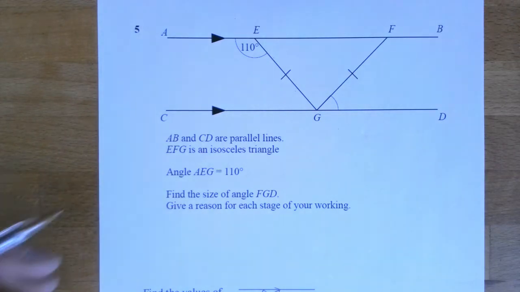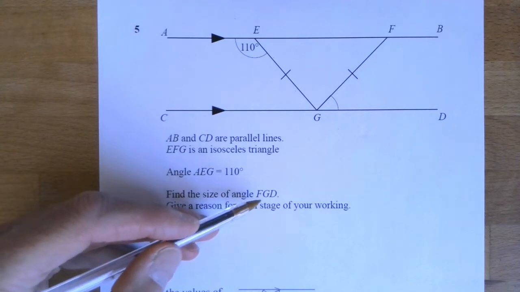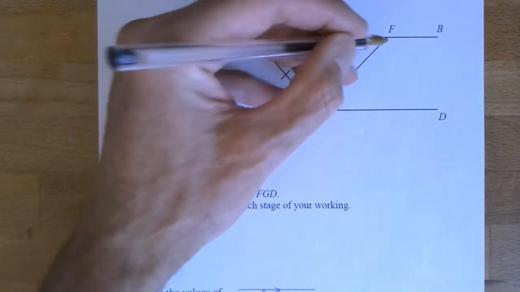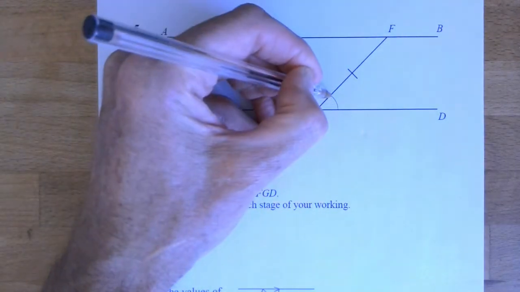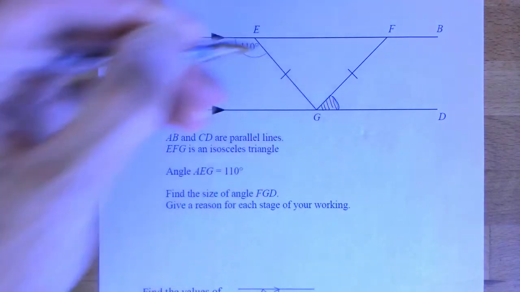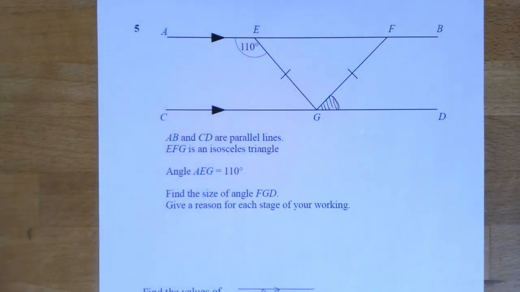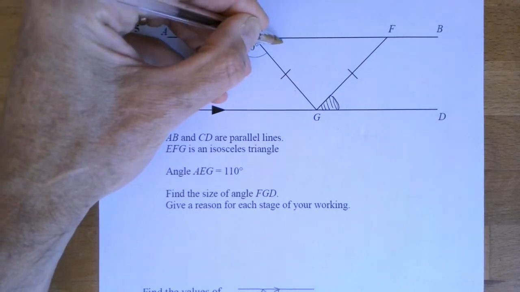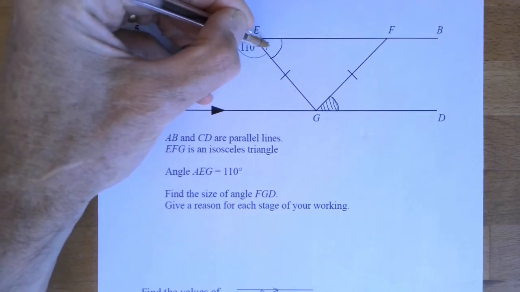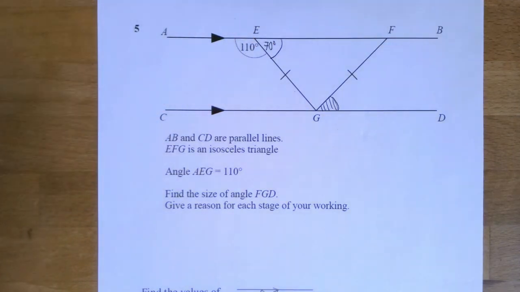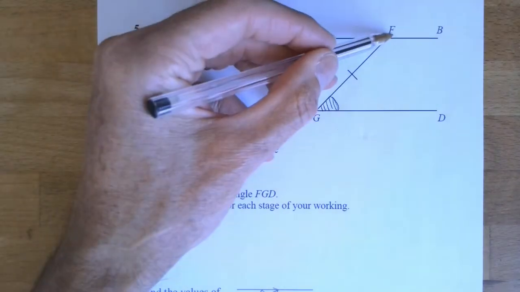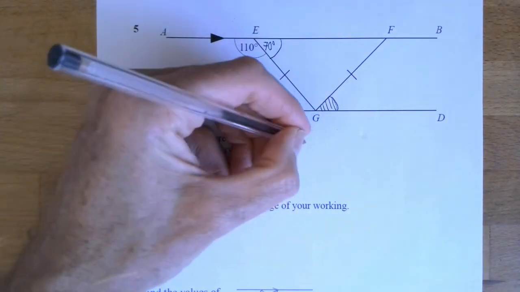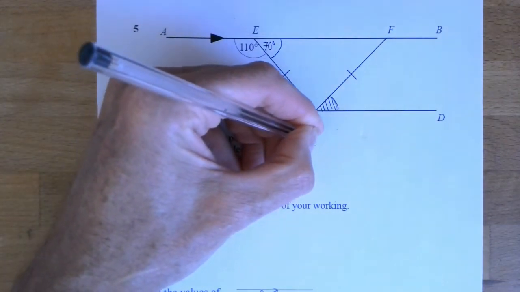So we're asked to find the size of angle FGD. Right, F to G to D, that's this angle here. And I'm asked to give a reason for each stage of my working. Well, I know firstly, because I've got a straight line here, that this angle is 70 degrees. So I'm going to call that angle FEG.